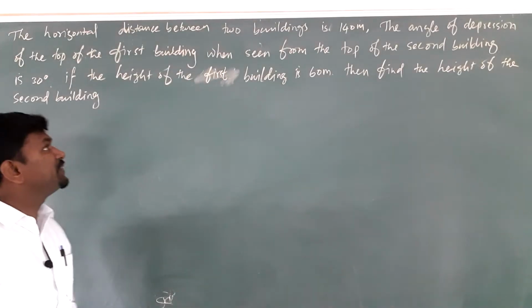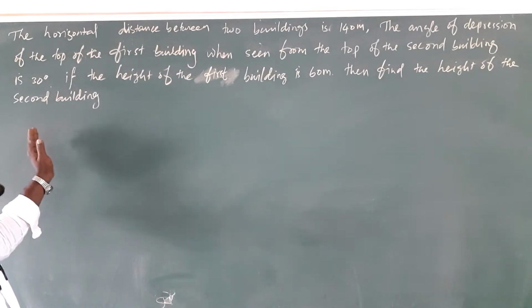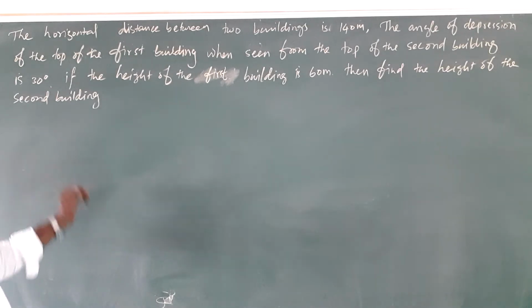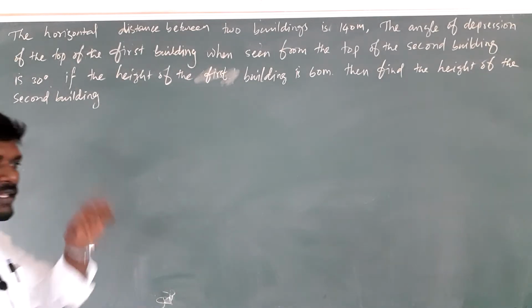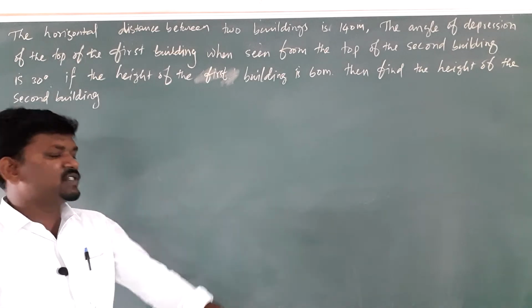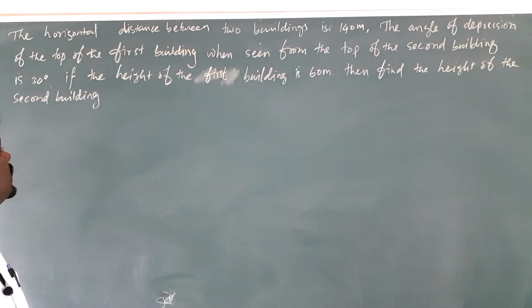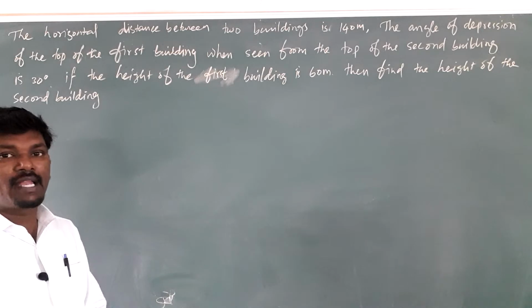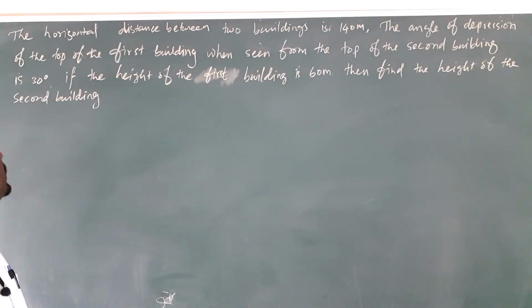Hello students, in this video we are going to see one example question which is given in your textbook. Very simple question. It is based on angle of depression. So angle of depression means the line of sight will be below the horizontal line. Okay, very simple. It is the same as angle of elevation.